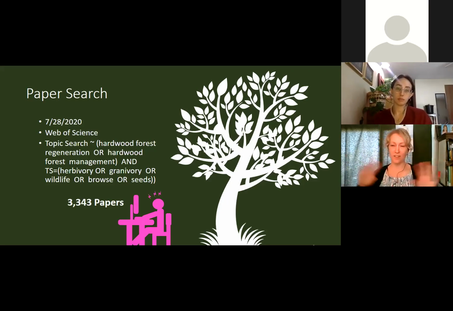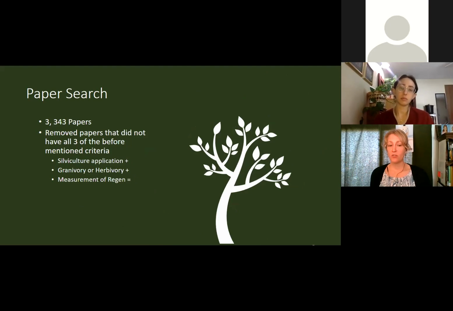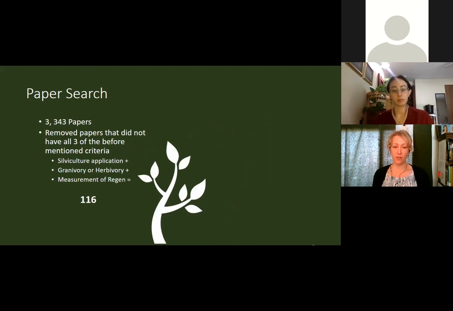I had all these papers studying all this different stuff, but remember that they have to fit into these three criteria that I told you about earlier. So there had to be a silviculture application and then a measure of granivory or herbivory after, and then also a measurement of regeneration of the forest, which then narrowed this review down to 116 papers. So a smaller tree, more manageable amount of papers to look at.